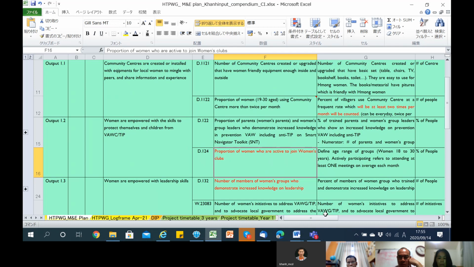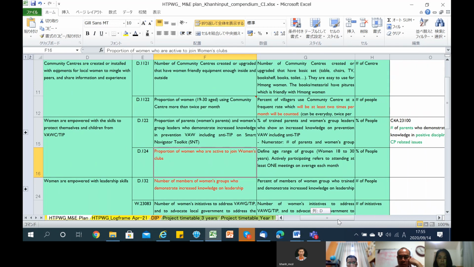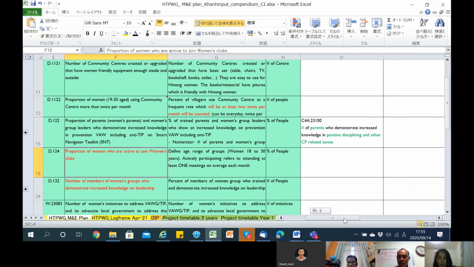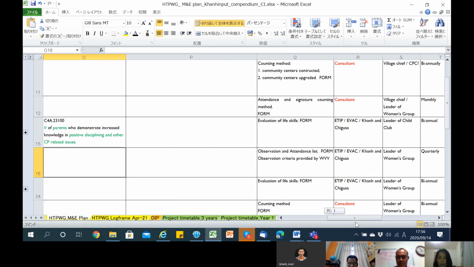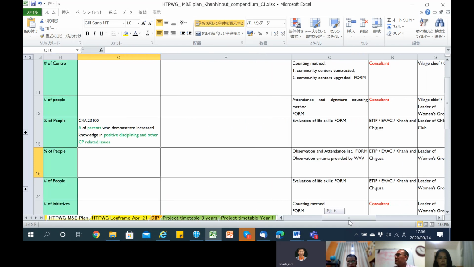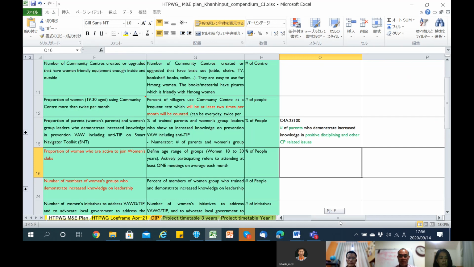Okay. And for this, women active to join women clubs, proportion of women. And I think this one we also need to ask. What does it mean, active? Active meaning participating refers to attending at least one meeting on average each month.